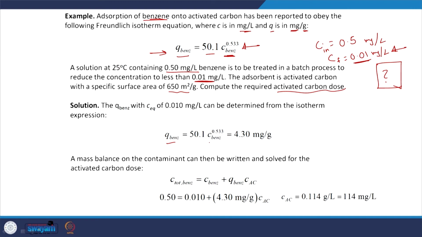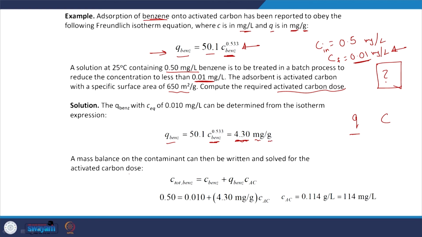So in this relationship, obviously this C benzene is going to be equal to 0.01. So when I plug in 0.01 and such, looks like I will end up with Q, which is in equilibrium with the C at equilibrium, going to be 4.3 milligrams of benzene per gram of the activated carbon.